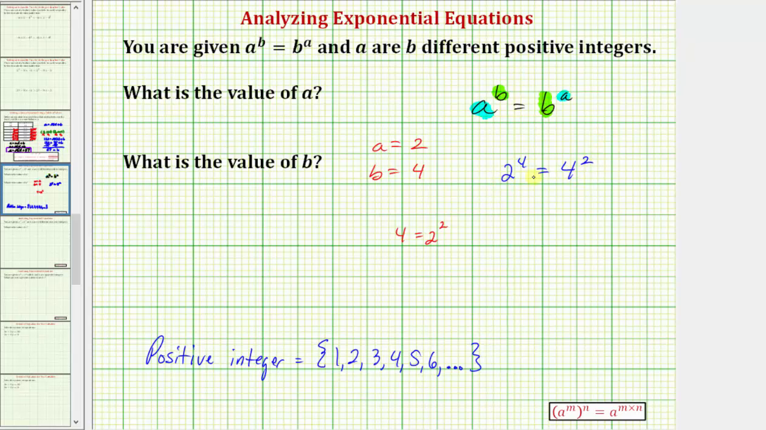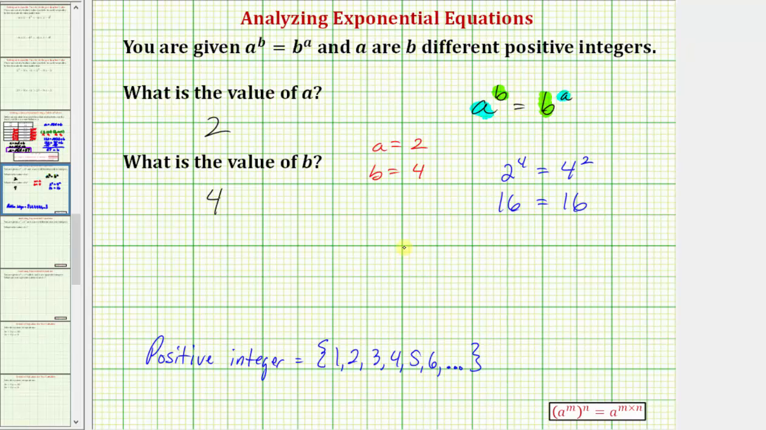I think this will actually work. 2 to the fourth means we have 4 factors of 2, which is 16. 4 squared means we have 2 factors of 4, which is also 16. So this actually does satisfy our exponential equation, and therefore the value of a is 2 and the value of b is 4. We could also show these are equal by obtaining a common base.